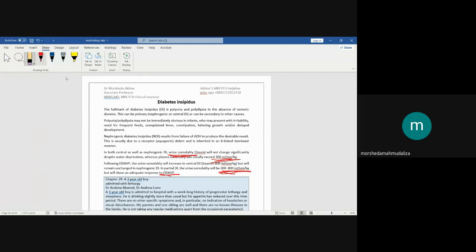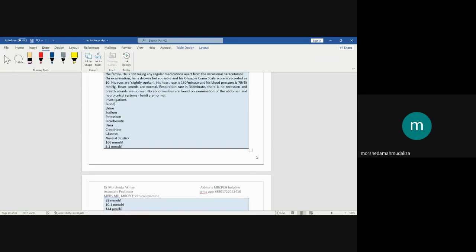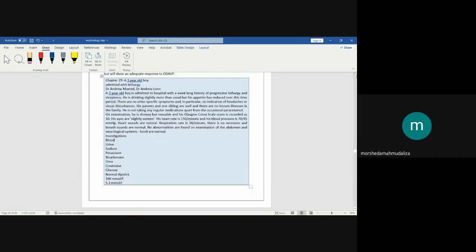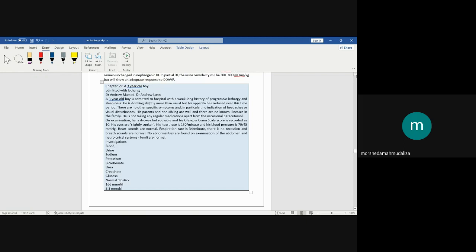Sometimes you have to choose between CDI and NDI without any interpretation. If you see that the patient's condition is very poor and urinary osmolality is very low, then you can just go for nephrogenic DI. So let us discuss a case.